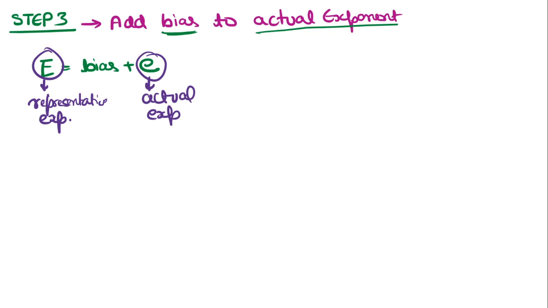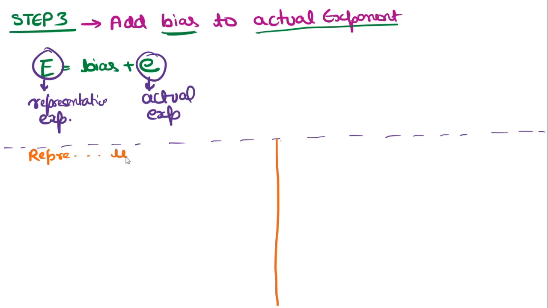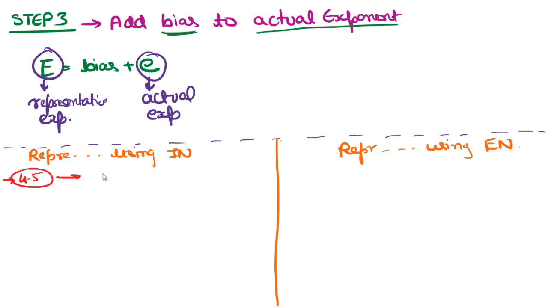So let's do all these 3 steps on the example that you took. What was the example? Let's take both situations: representation using implicit normalization, and representation using explicit normalization. Let's take it one by one. The value is common, 4.5. Now convert it into binary. What will it be? 100.1. And again let's take the register size to be 8 bit. Okay, 8-bit register.